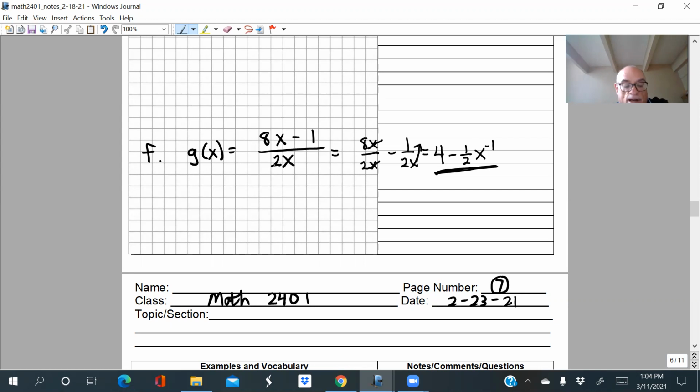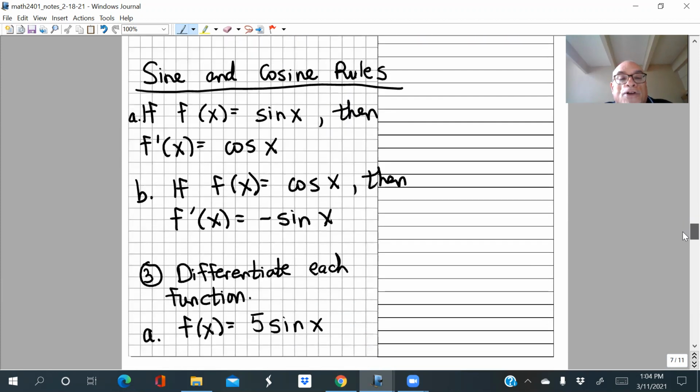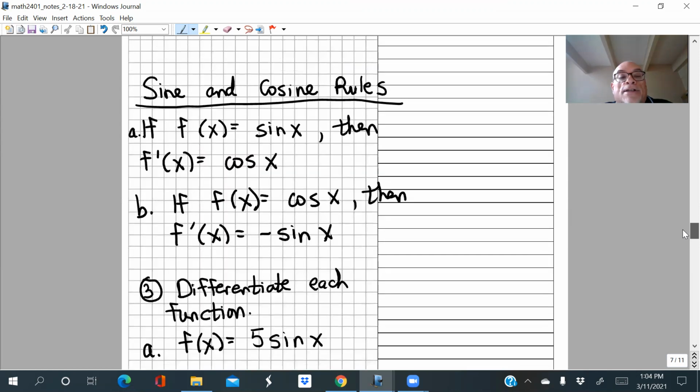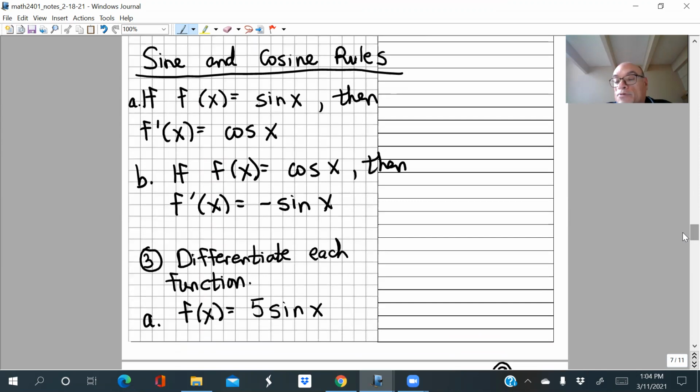Okay, I want to add here before we run out of time. I've got to add a couple of very simple differentiation rules for you. So to our list, we're now going to involve some trig functions. We haven't been dealing much with trig functions in the course, but we're going to start dealing with them a little bit more now.